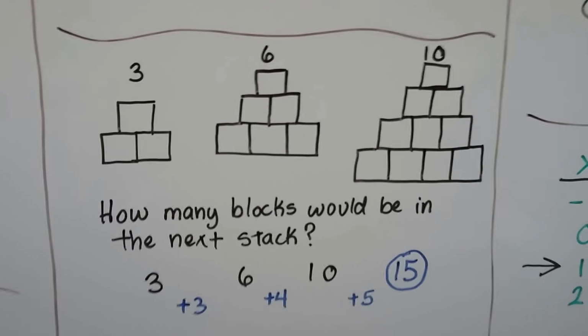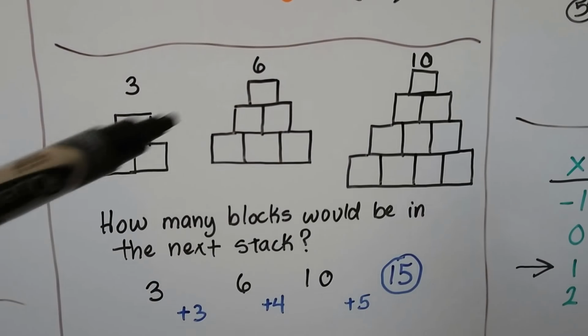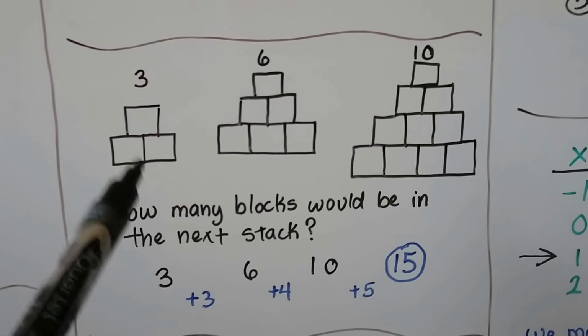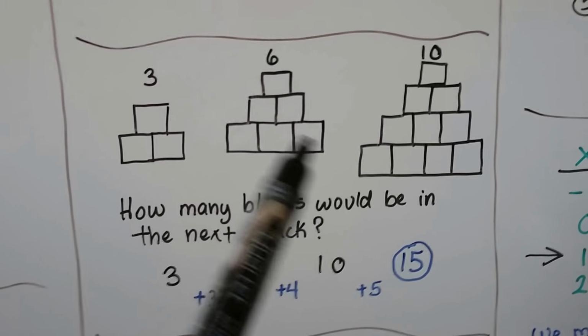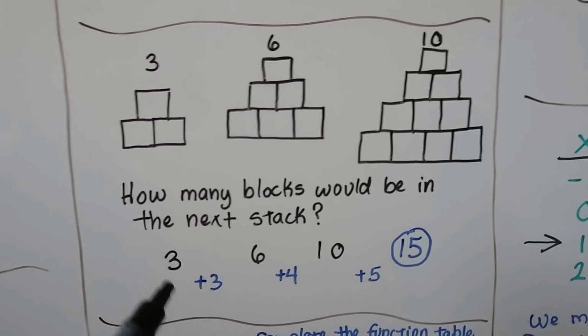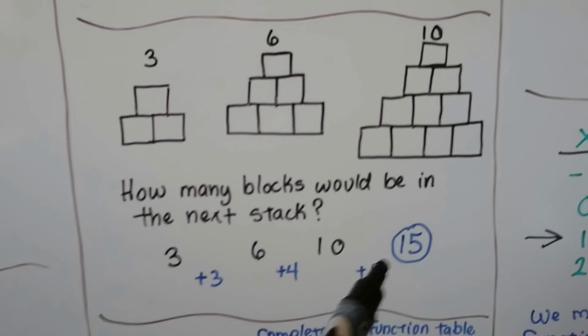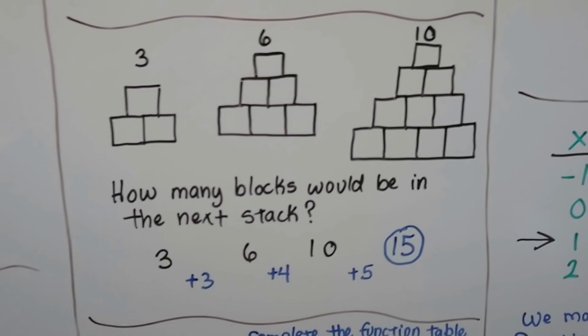How many blocks would be in the next stack? Well, there's 3 blocks here, 6 blocks here, 10 blocks here. We compare the difference between these two, then we compare the difference between these two to see if there's a rule. It's going plus 3, plus 4, so we can assume the next one would be plus 5. The next stack would have 15 blocks.